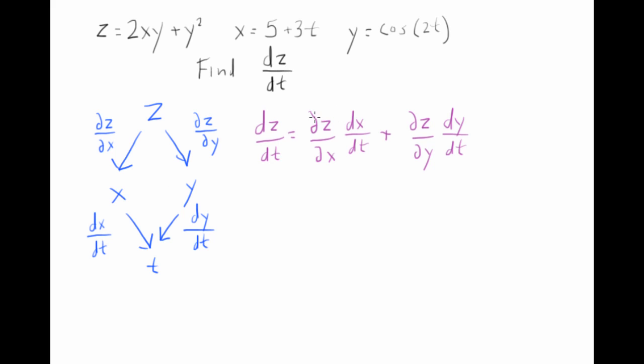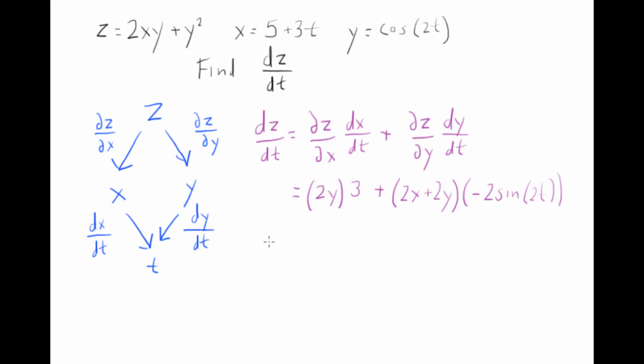And you'll notice, if you think about it, we've got dx's kind of canceling with del x's, leaving you with something that looks like dz dt. But we've got two terms. Alright, here we go. Let's start plugging stuff in. Del z del x, well, that's going to be 2y, times dx dt, that's going to be 3. Plus del z del y, that's going to be 2x plus 2y, times dy dt, which is going to be negative 2 sine of 2t.